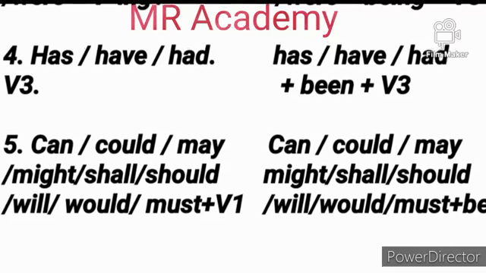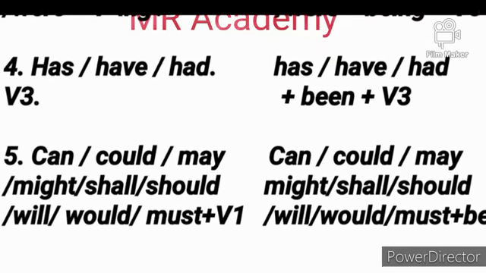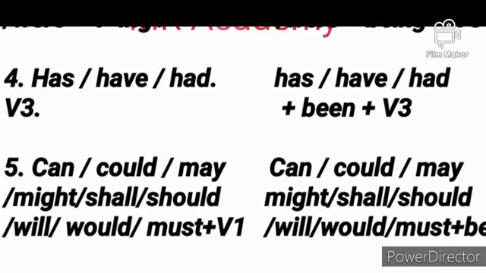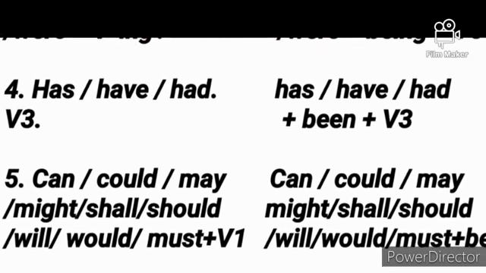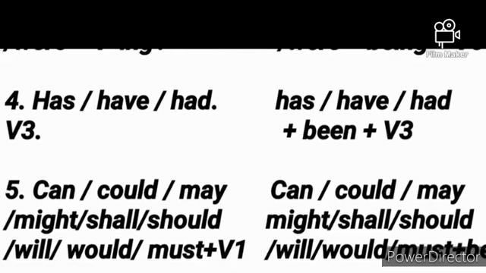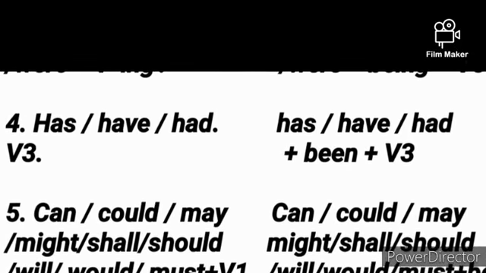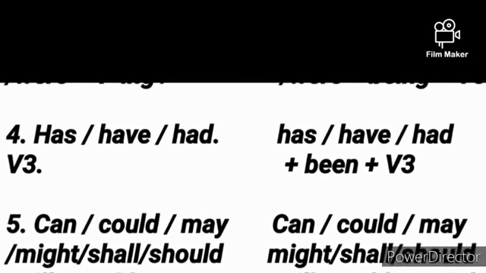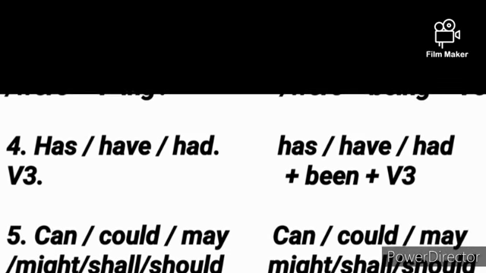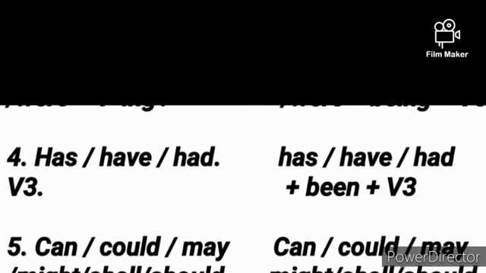Okay. The fourth way, for perfect tenses, has, have, had plus V3. Usually it takes V3, right? While seeing has, have, had, you remember to add been. So has or have or had plus been plus V3.